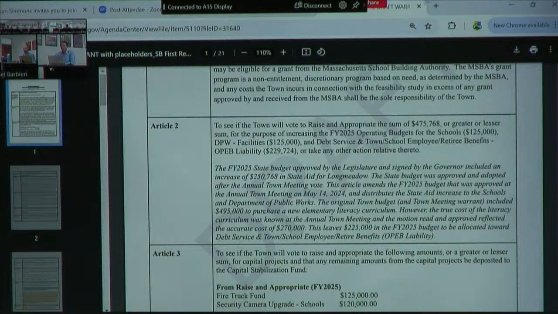So one of the areas that we pulled money from was the OPEB liability. And so I have put a placeholder in here for that. But at some point between now and when you close the warrant, I'd like your feedback as to whether or not that's where you want it to go. There are other places it could go, but this is where we did take it from initially. But as you'll see, we also took it from capital, and Article 3 handles that.